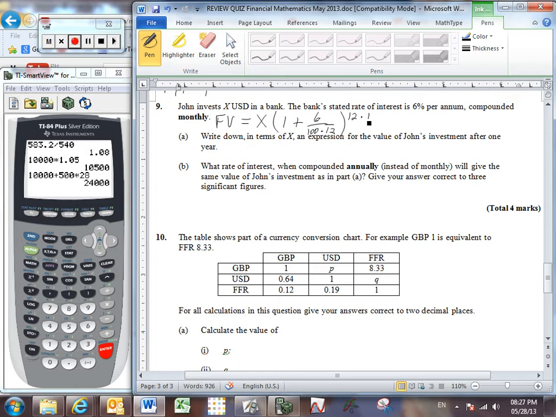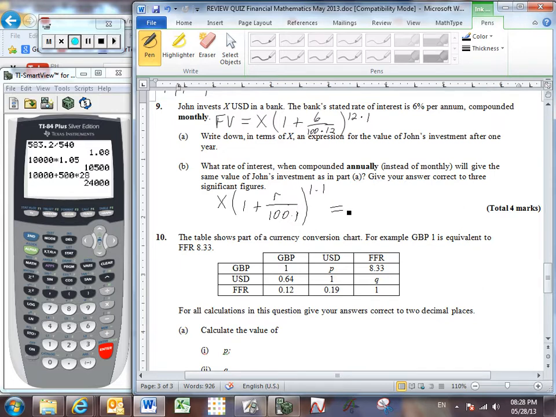Part B, what rate of interest when compounded annually instead of monthly? So let's just write down what that means. If we're compounding annually, we don't know what the interest rate is, but if I'm only compounding annually, then it's just times 1 in the bottom, isn't it? And this is 1 times, and it's got to be the same value as what rate of interest when compounded annually? I'm going to presume that, again, only 1 year has passed. Okay, I think that's sensible.